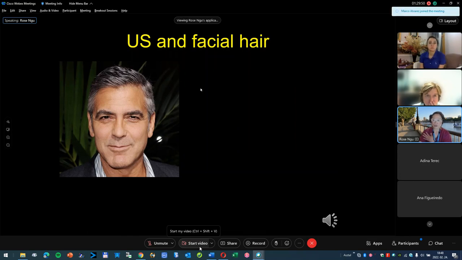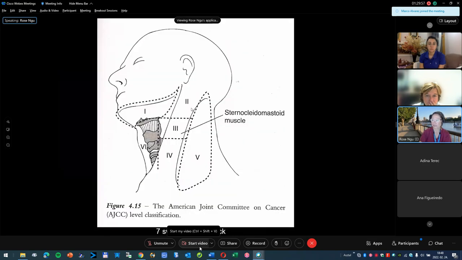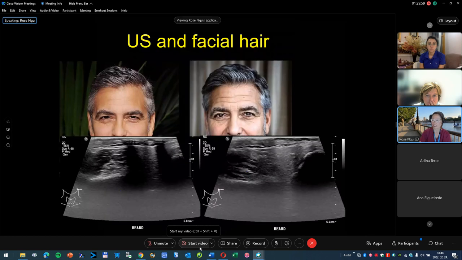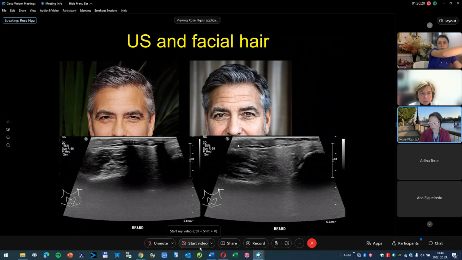George Clooney, everybody knows him. So what's the problem when somebody comes with facial hair? Should have shown, sorry. If he comes with facial hair, which I'm so sorry, it didn't show, but you could see this is the problem. This is what it will cause to your image. You can't see it very well. So it's nice if the patient can shave, but if not, you're going to need to use quite a lot of gel. This was the same patient, and we used a lot of gel, and you could still see the shadowing down onto the image.